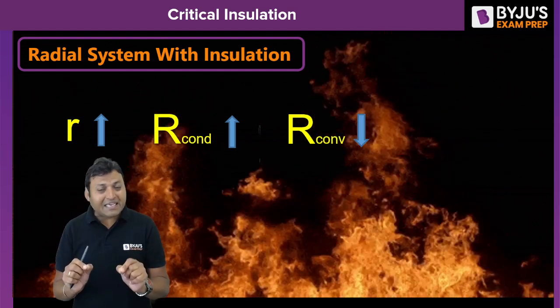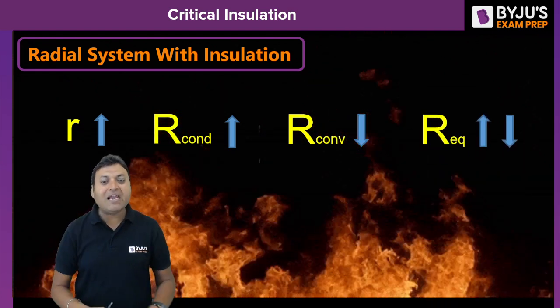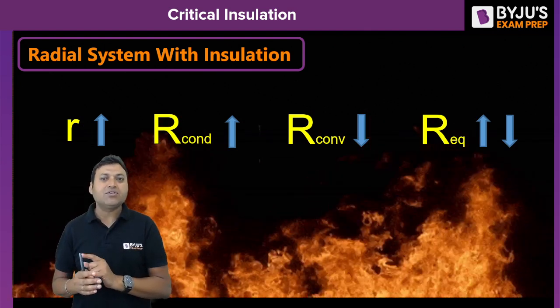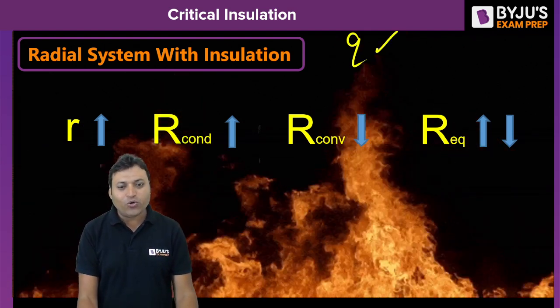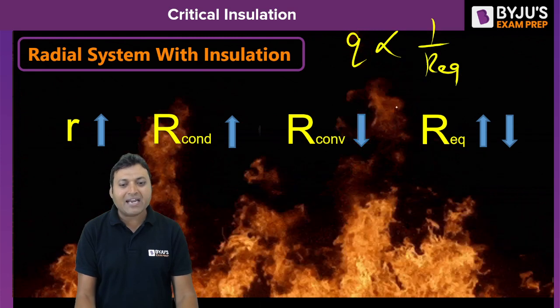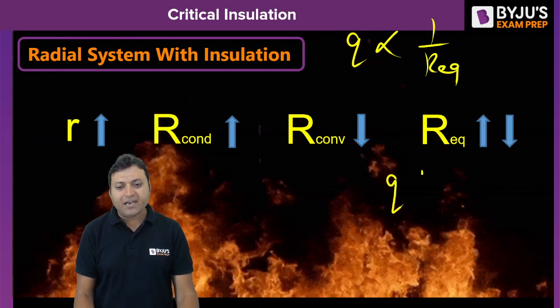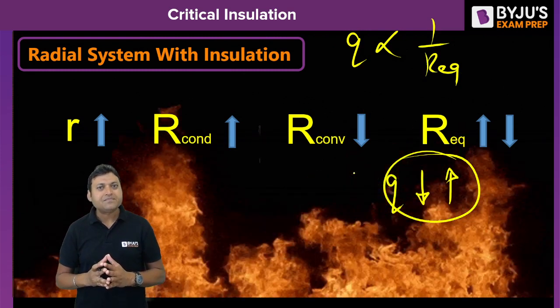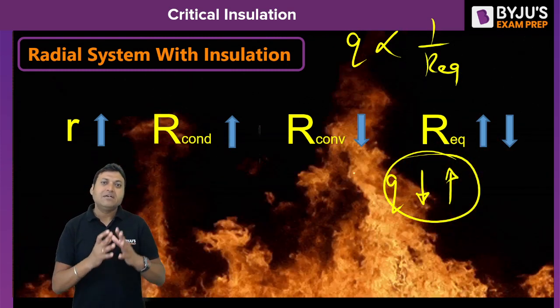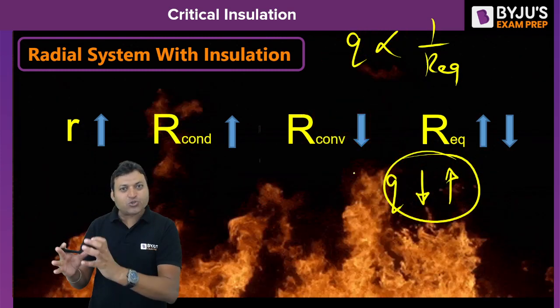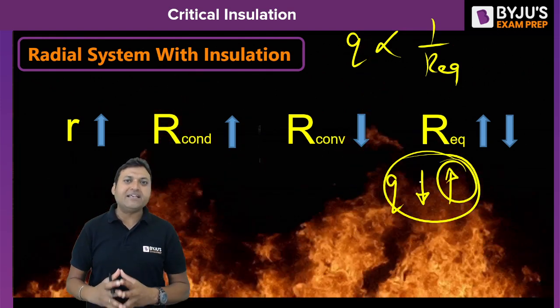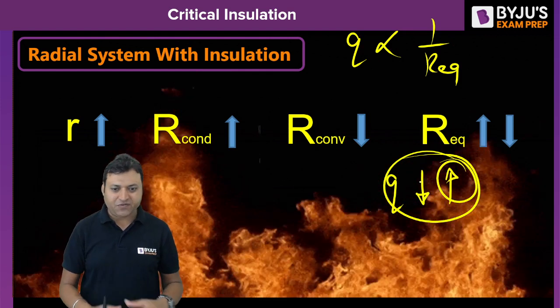So what we can see from here is that the equivalent thermal resistance, which is R1 plus R2, can increase or can decrease, and Q is inversely proportional to R equivalent. So Q can decrease or can increase. So there is a possibility in the case of a radial system that by applying the insulation, there is a chance of increasing the rate of heat transfer.